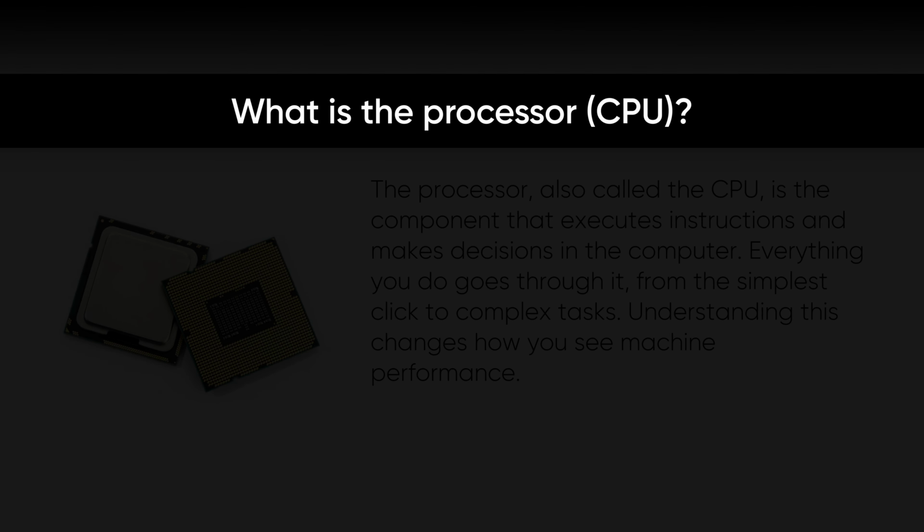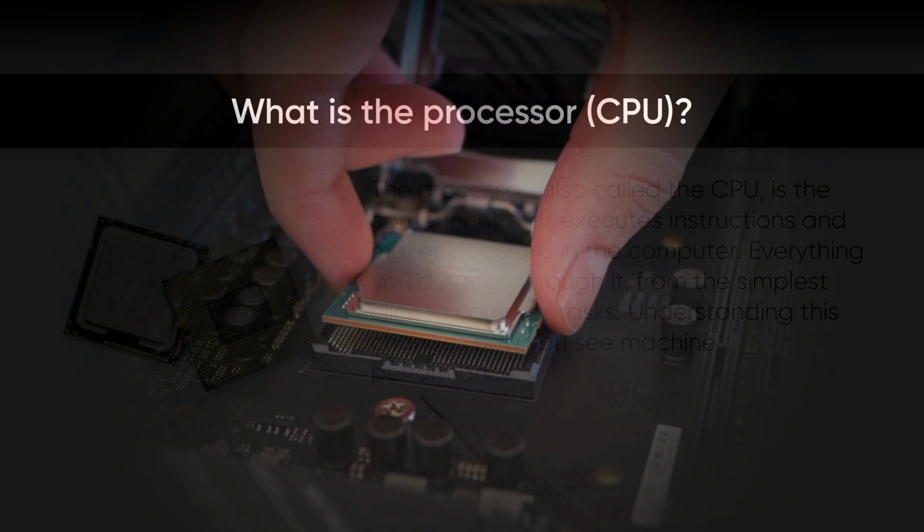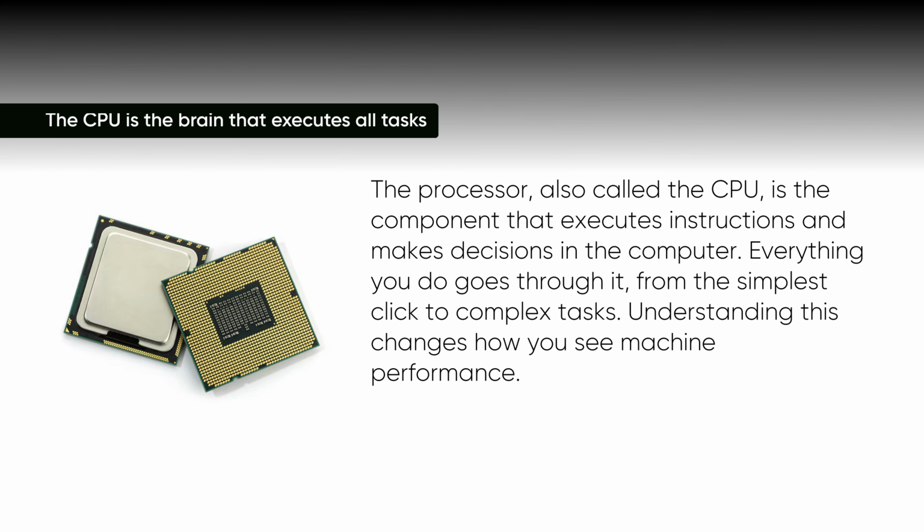What is the processor, CPU? The processor, also called the CPU, is the component that executes instructions and makes decisions in the computer. Everything you do goes through it, from the simplest click to complex tasks. Understanding this changes how you see machine performance.